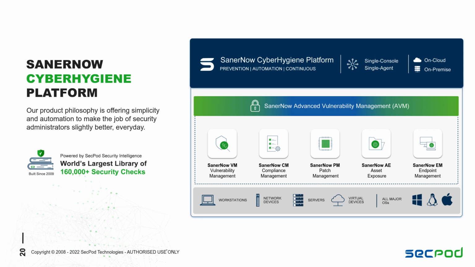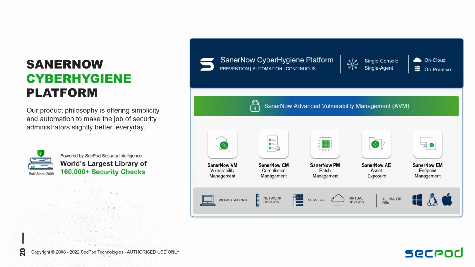So SanerNow VM is the vulnerability management module, runs a scan every day. Scans typically take about 5 minutes to complete. CM is the configuration management or system hardening module. It identifies the configuration drifts within the operating systems and the applications and servers and network infrastructure. But it also has the ability to mitigate those configuration drifts within the environment, and you can set it into an automated process where anything becomes a deviation, you have the automated control that you can apply to bring back the device into a compliant posture.